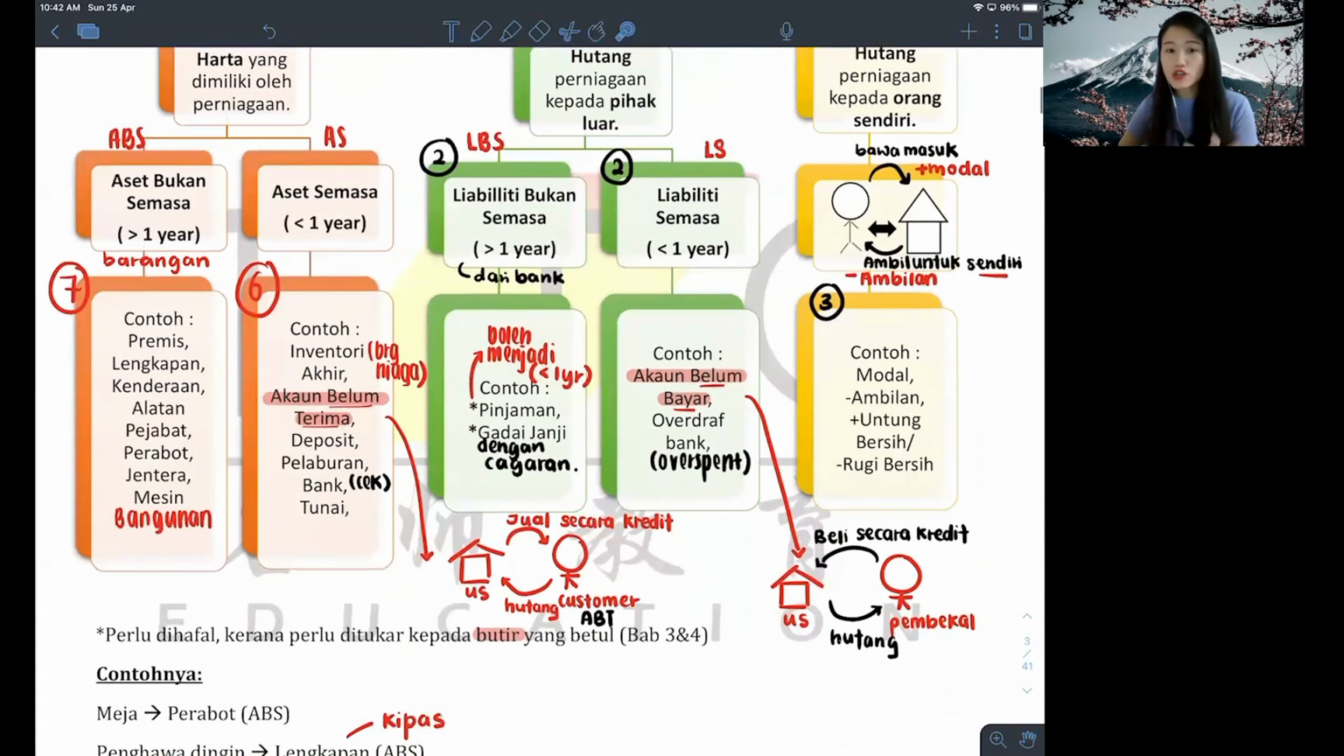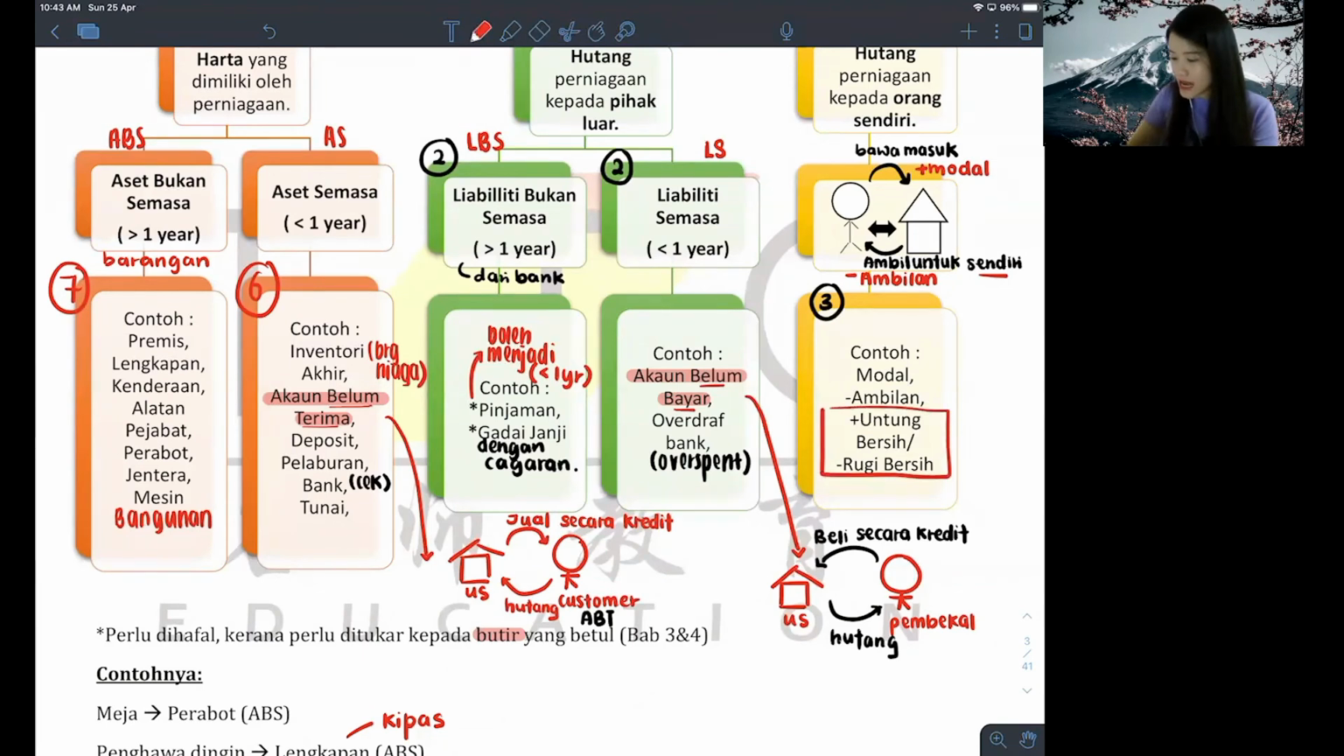Okay, now for contoh here, we have already covered both of them lah. Okay, modal dengan ambilan. Just take note that ambilan must always come with a negative symbol. Okay, ambilan is always with the negative symbol. And for the last one is this one, untung bersih ataupun rugi bersih.